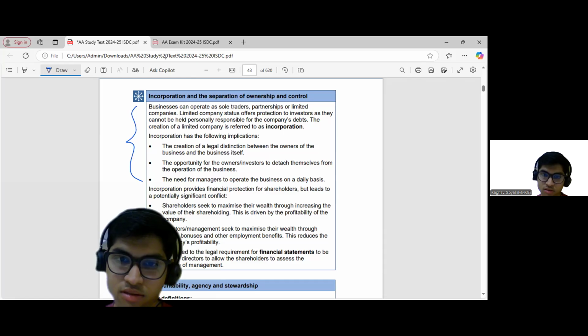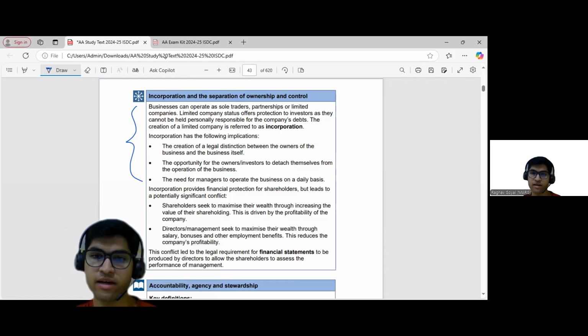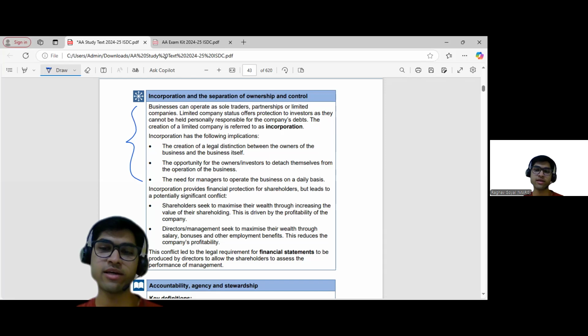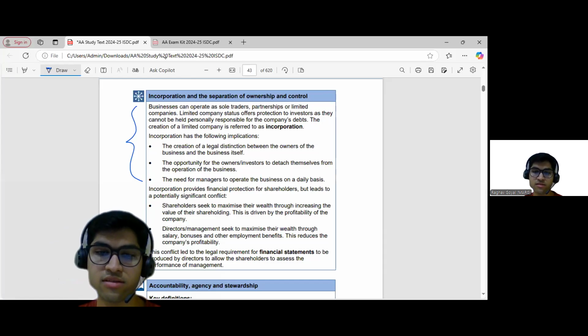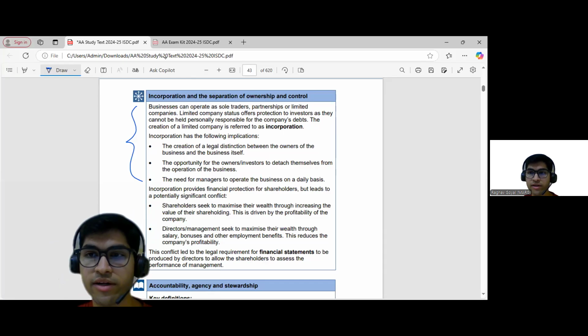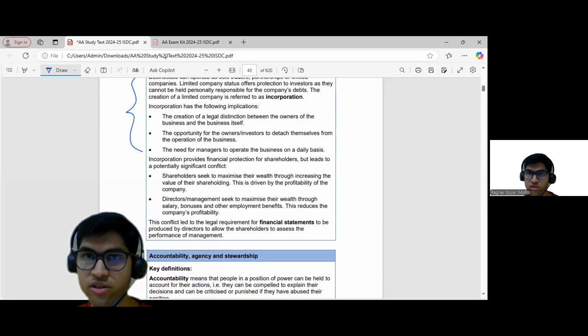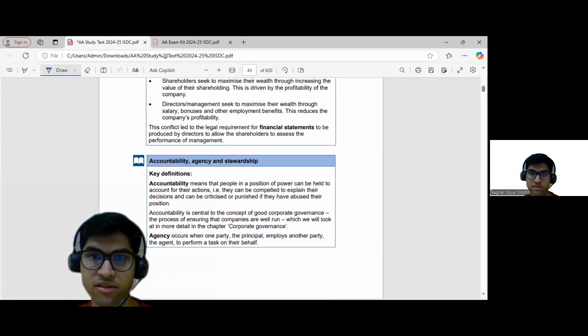let's say the shareholders seek to maximize their wealth through increasing the value of their shareholding. This is driven by the profitability of the company. Directors also want to maximize their wealth. At the end of the day, who doesn't like money? But if they give themselves higher salaries, higher bonuses, and other benefits, then this will reduce the company's profitability and this will not be in the best interest of the shareholder, right? So there is a trade-off between the director and the shareholder sometimes, and that is referred to as the separation of ownership and control. We have the agency issue. This is usually called the agency issue.